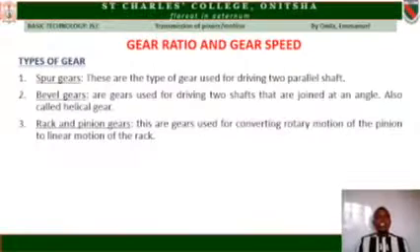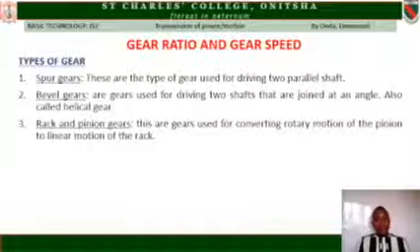Gear ratio and gear speed. Still the subtopic. Now we're talking about the different types of gear. We have three types of gear displayed here. One is the spur gears. These are the types of gear used for driving two parallel shafts, as in the case of pulleys, which make use of a belt drive. We have the bevel gears.